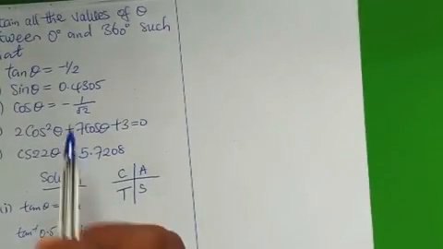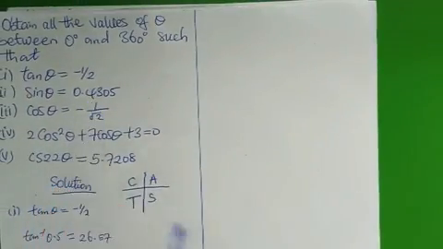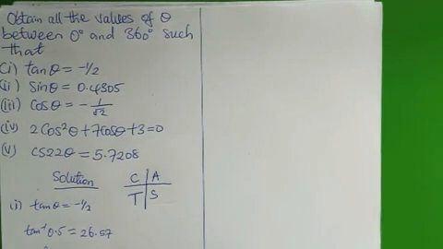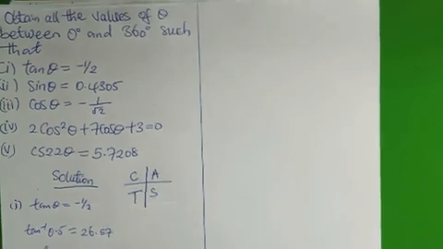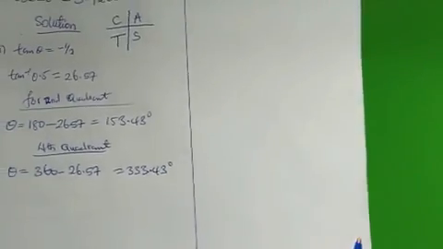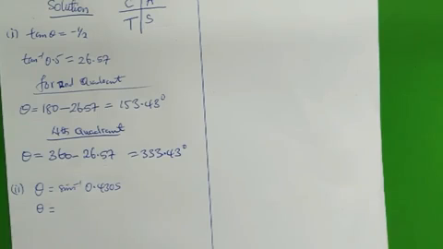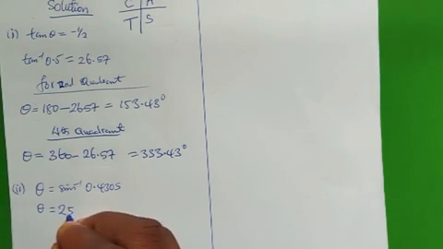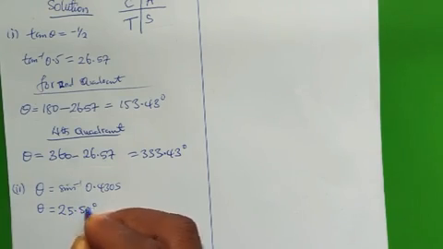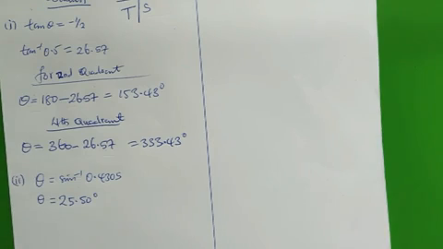Okay, in the second problem, it says sine theta is equal to 0.4305. Now, sine of what acute angle will actually give us 0.4305? With that, you are going to do sine inverse of 0.4305. When that is done, you are going to have 25.50 degrees. It means that if you press sine 25.50 degrees in your calculator, you are going to have 0.4305.